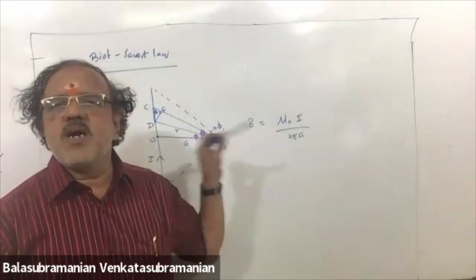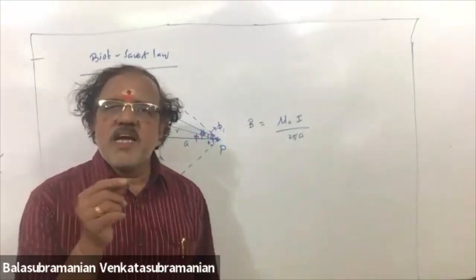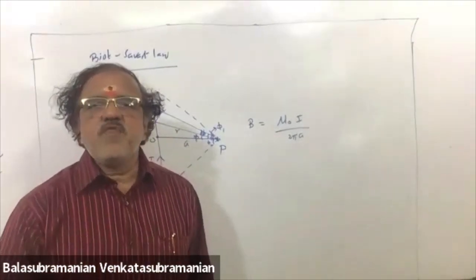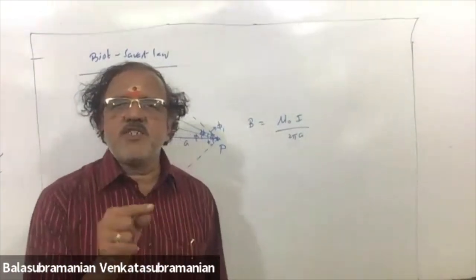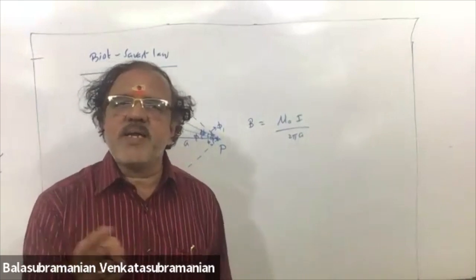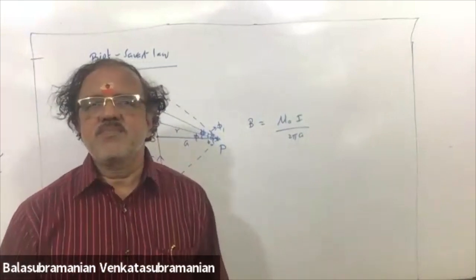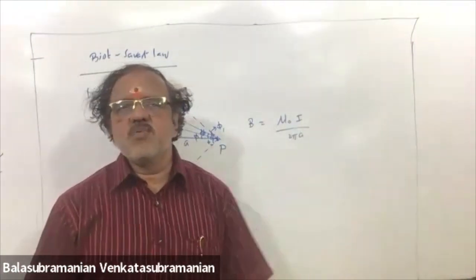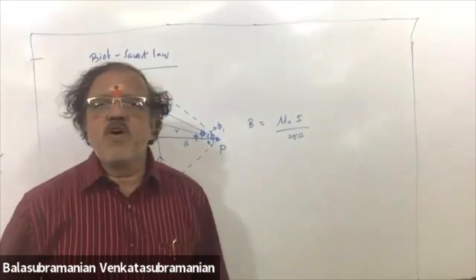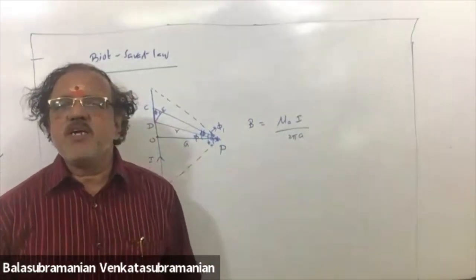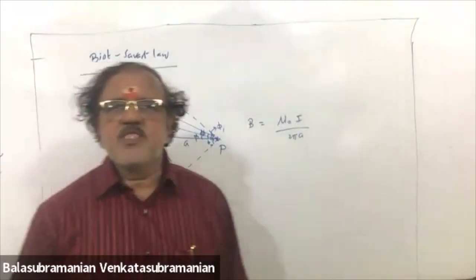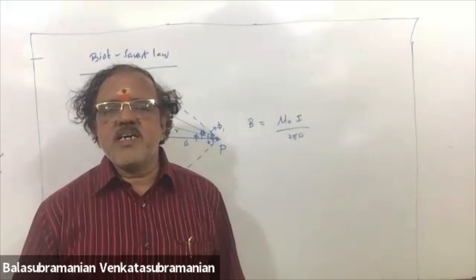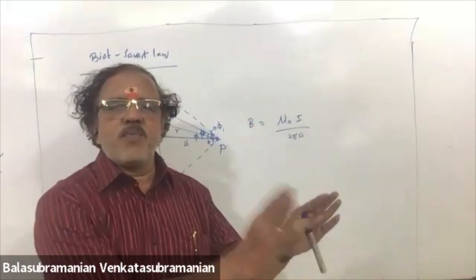Actual formula is mu naught I by 4 pi A, sin phi 1 plus sin phi 2. Infinitely long straight conductor means phi 1 and phi 2 approximately 90 degree. So, sin 90 plus sin 90, 1 plus 1, 2. 2 and 4, 4 pi cancels, you are getting mu naught I by 2 pi A. This is for infinitely long straight conductor carrying current, the magnetic field at a given point.